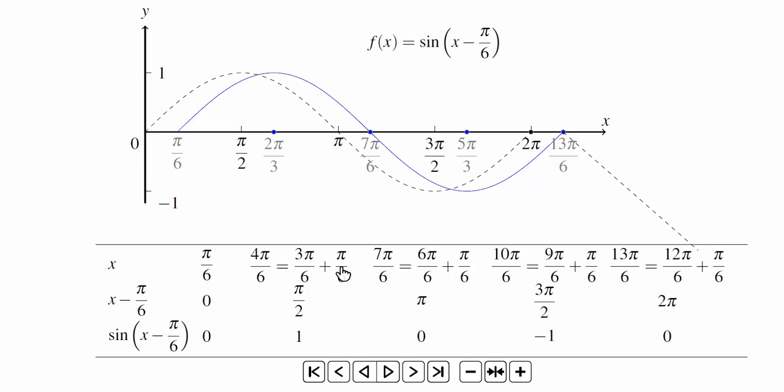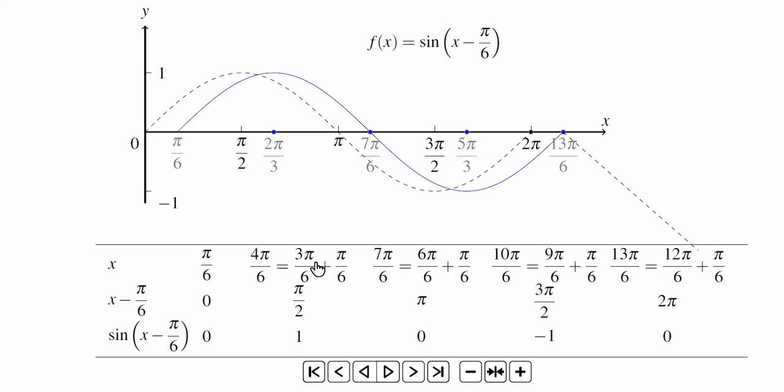When you plug in this quantity, 3 pi over 6 plus pi over 6, into this expression, or you replace this x with 3 pi over 6 plus pi over 6, then you minus pi over 6, you have 3 pi over 6 left. Then 3 pi over 6 is reduced to pi over 2. So this big quantity, x minus pi over 6, when x equals 4 pi over 6, will be pi over 2. Then sine of this big quantity means sine pi over 2, which is 1.